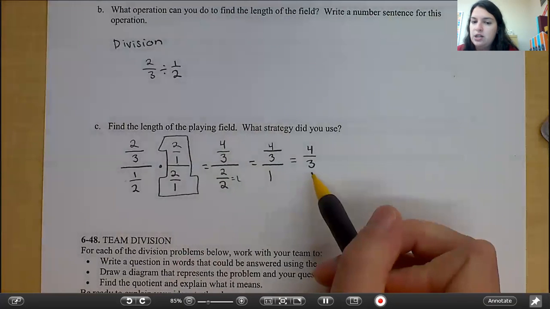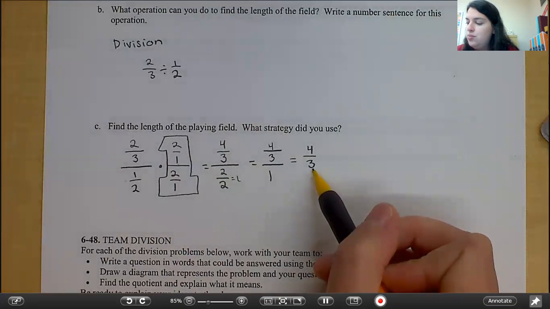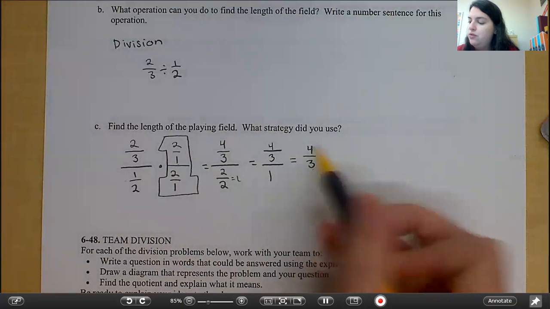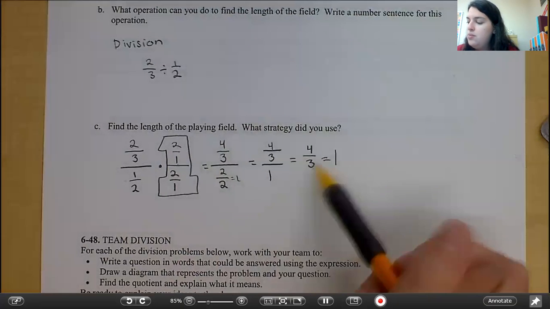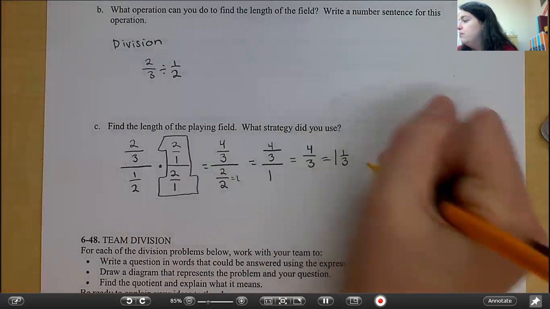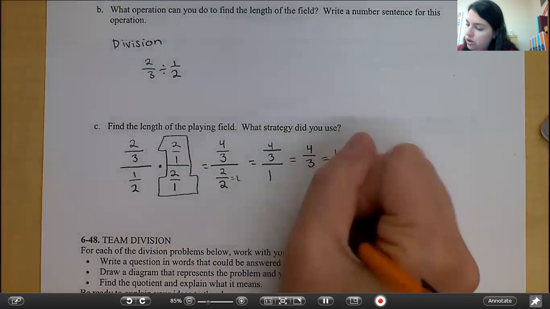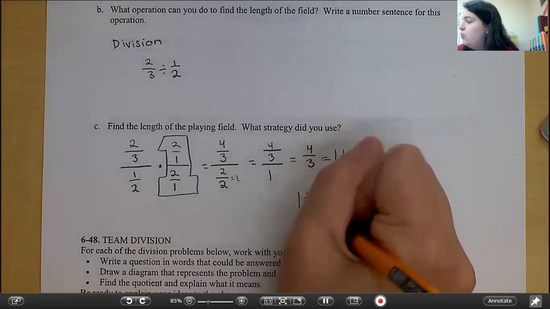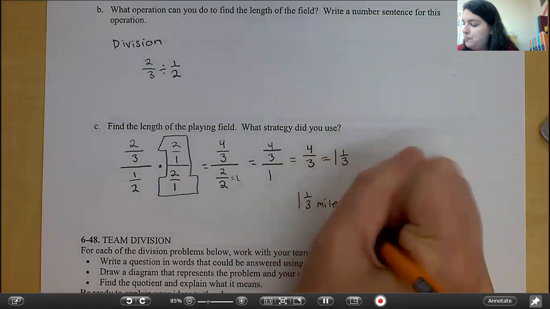This is an improper fraction, so we can now change this into a mixed number. How many times does 3 go into 4? 1 whole time. How many are left over? 1, and our denominator is 3. So your answer for the length is 1 1/3 miles.